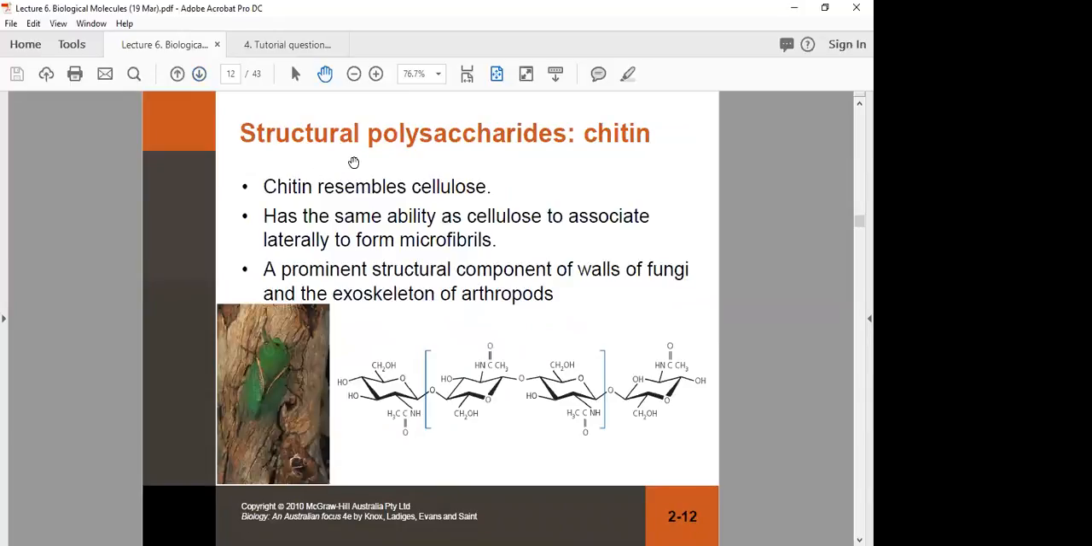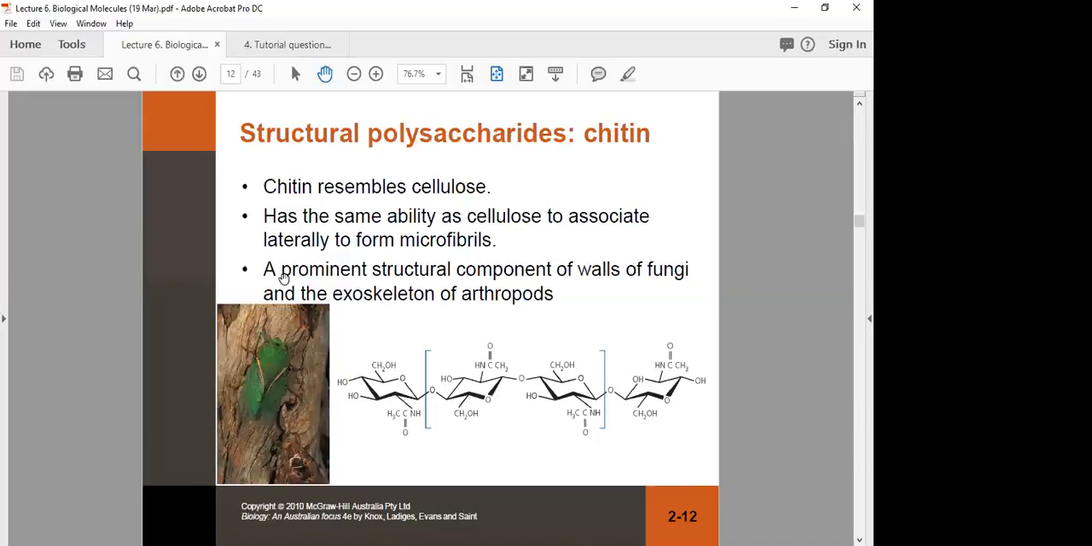All right, here's another structural polysaccharide called chitin. Chitin resembles cellulose in that it's made up of many monomer units joined together to form these long chains. They also associate laterally and stack on top of each other to form microfibrils. But these monomer units are not glucose. Note that they're very similar to glucose, but they're chemically different. They are not glucose monomers.